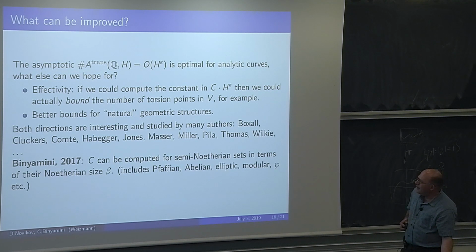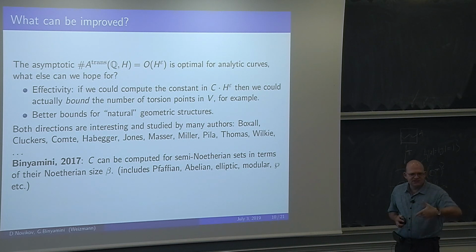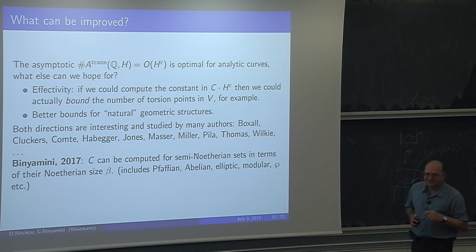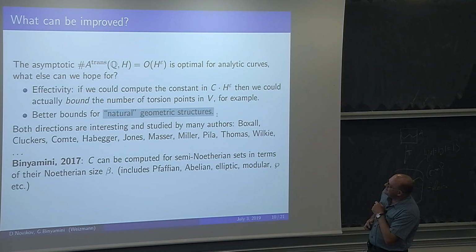Gal proved in 2017 that you can compute the constant C for semi-Noetherian sets. There are Pfaffian functions, which are defined by a triangular structure on the Pfaffian forms. If you take out this triangularity, you get Noetherian functions, which are still good. What I'll speak about is that if you assume more on A, you get better bounds.